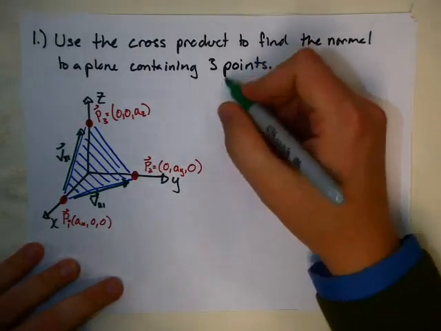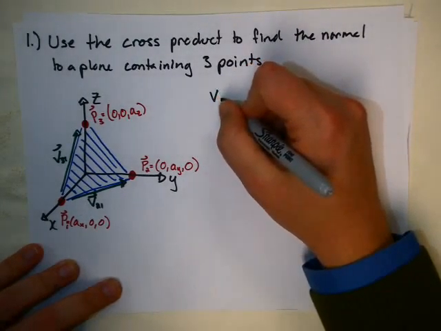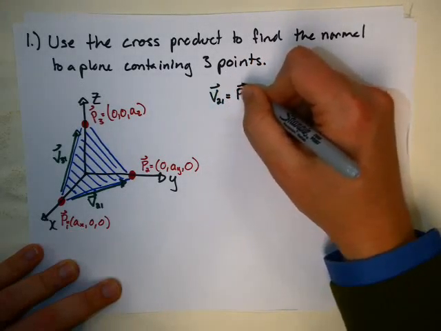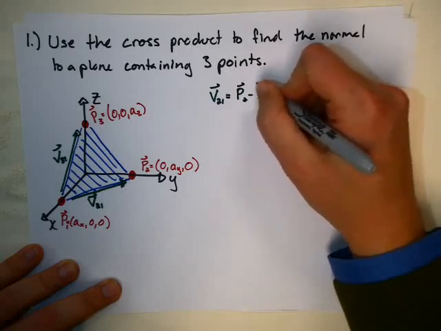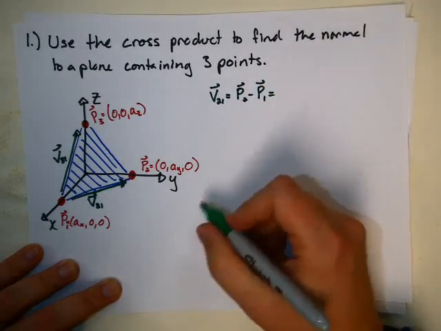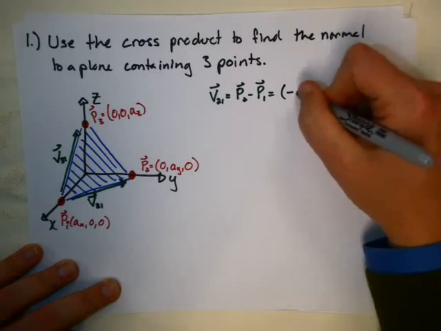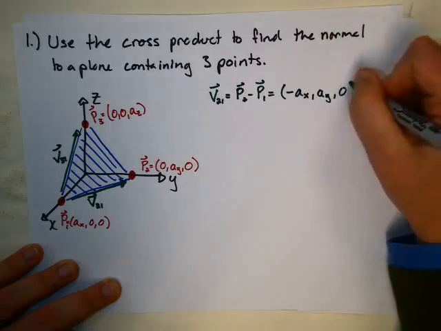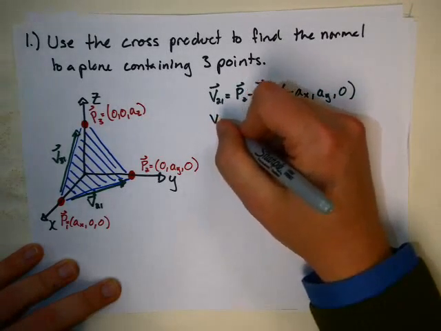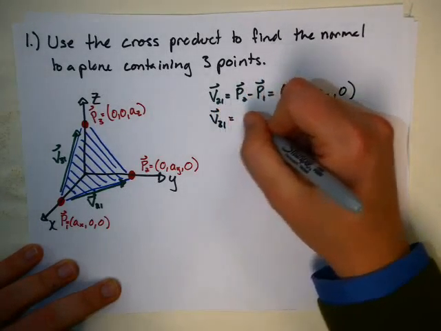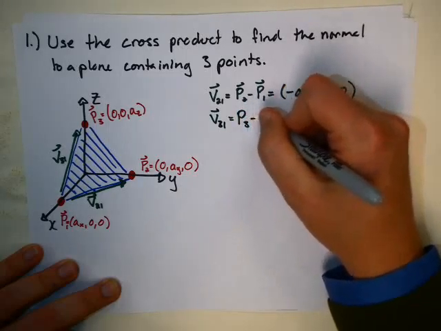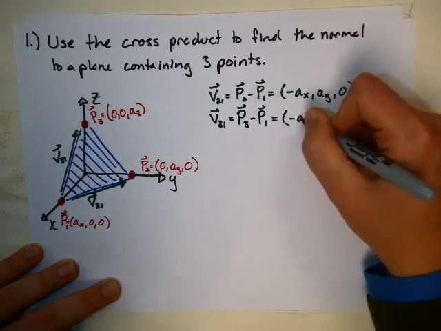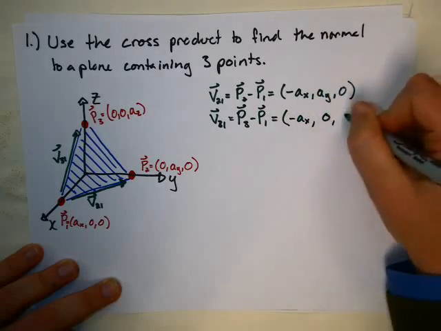And so the math here is fairly simple. V21 is equal to P2 minus P1, which is just the difference in these 2, so that's minus AX, positive AY, 0. V31 is vector P3 minus vector P1, which is minus AX, 0, AZ.